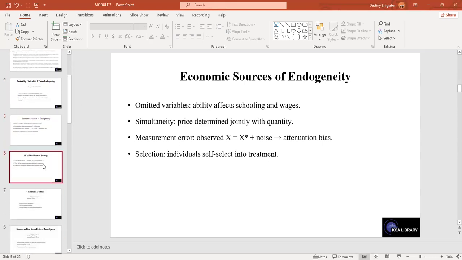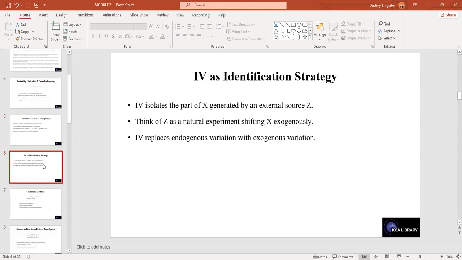Now let's look at IV as an identification strategy. IV estimates the part of X generated by an external source, let's say Z. Think of Z like a natural experiment shifting X exogenously. IV replaces endogenous variation with exogenous variation.